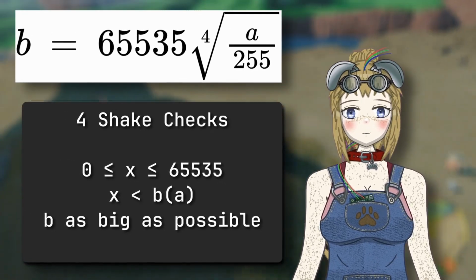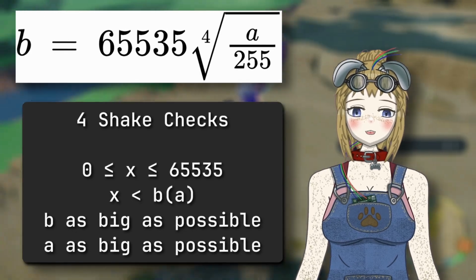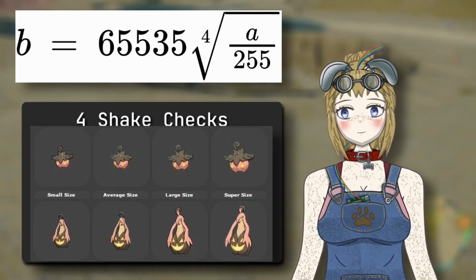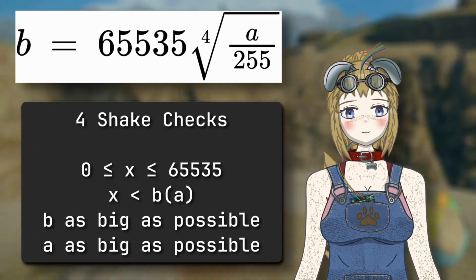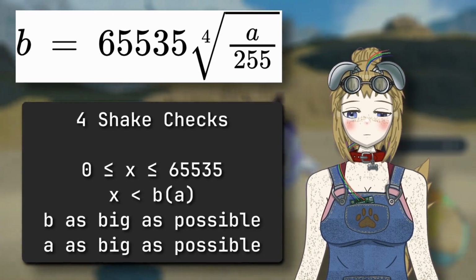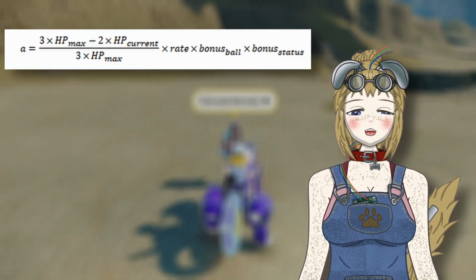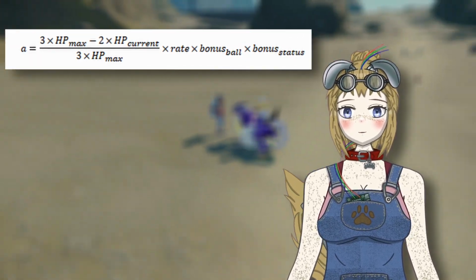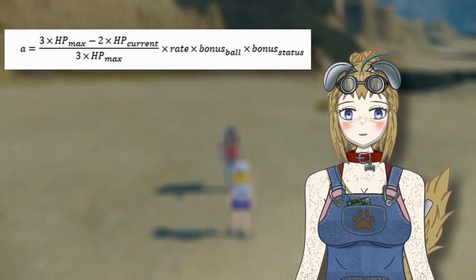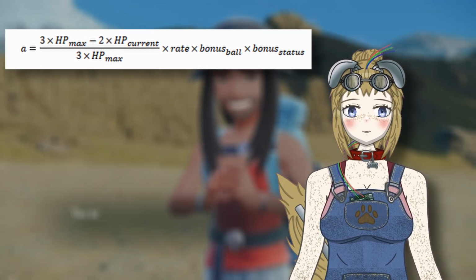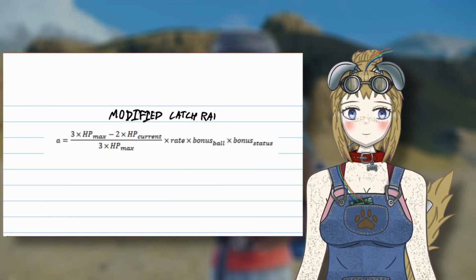We want a to be as big as possible because the bigger a is, the bigger b is. That is to say, a is directly proportional to b, or a alpha b. We calculate a using this equation here. We can better understand our shake equation if we find the range of a, that is, what values a can take. Let's start with this section.